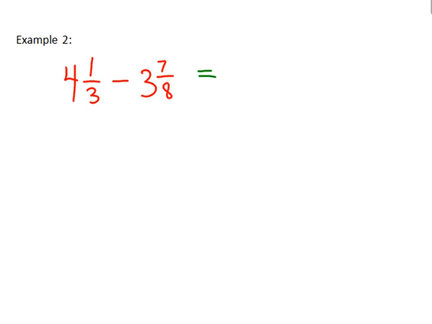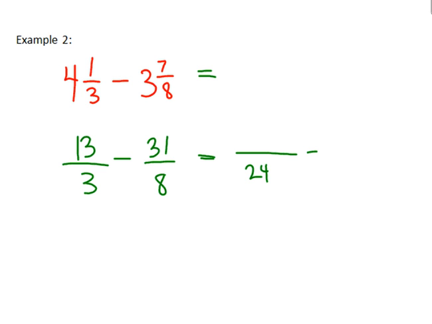So change them to improper fractions. 4 times 3 plus 1 is 13/3 minus 8 times 3 is 24 plus 7, 31/8. Okay, now I need a common denominator. Looks like 3 times 8 is our best bet here. So I'm going to write them both out of 24. And what do I do to 3 to get 24? Well, I multiply it by 8.